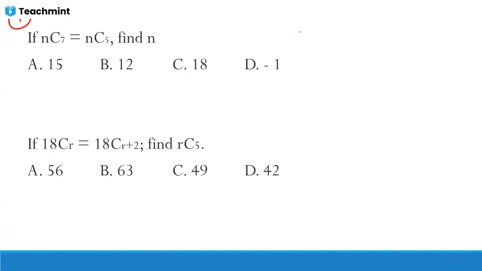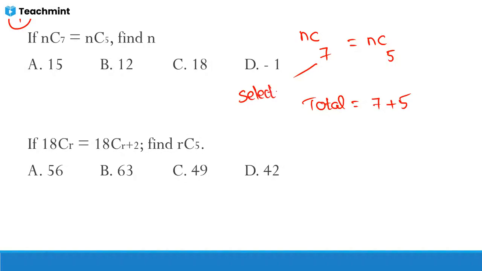Because I'm selecting 7 people out of the total and I'm rejecting 5 people out of the total. Means total must be 12. Selection plus rejection is nothing but equal to total, right? This is the number of people selected, this is the number of people rejected. Selection plus rejection is nothing but equal to the total, which is 12. Simple. No need to go for any formula reference. You just try to understand: 7 people selected out of n, 5 people rejected out of n, so total people is 7 plus 5, 12.